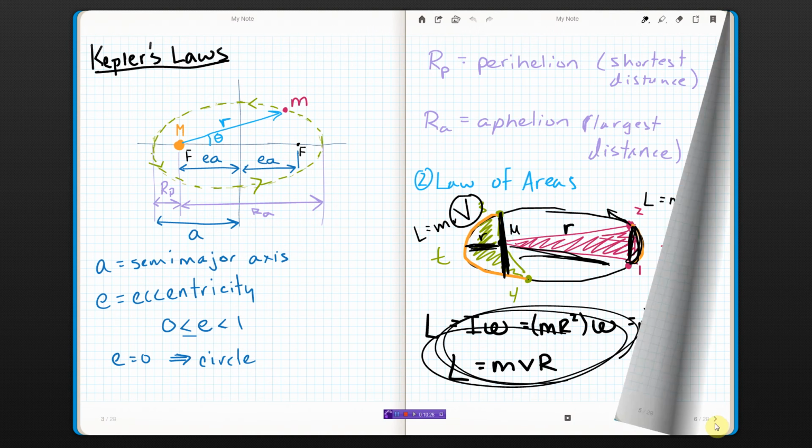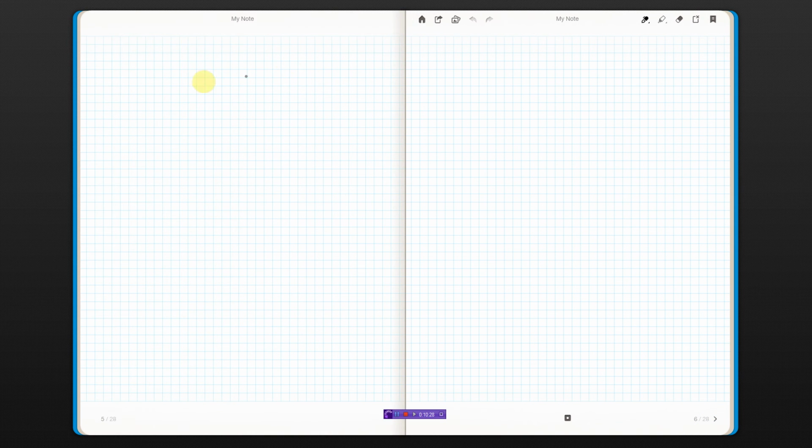Okay, last law, law number 3. Law number 3 is called the law of periods. This is my favorite. I like this one. I think it's pretty cool. And it's actually not that hard to prove. Number 3, law of periods. Now you did this one on your lab.